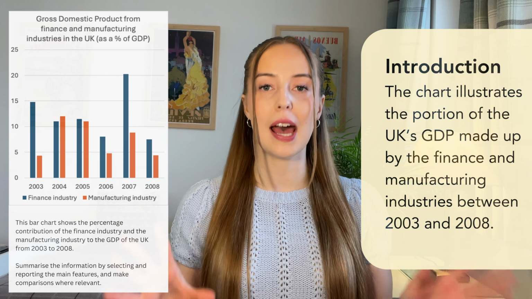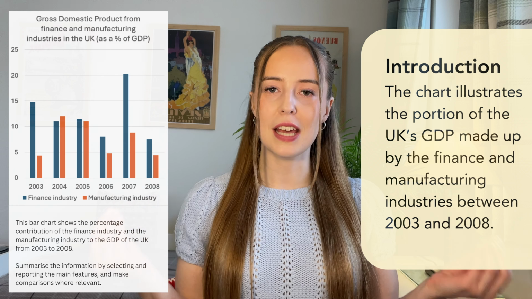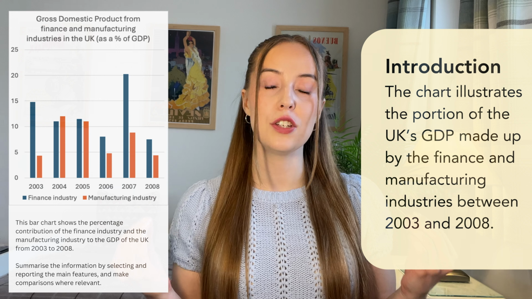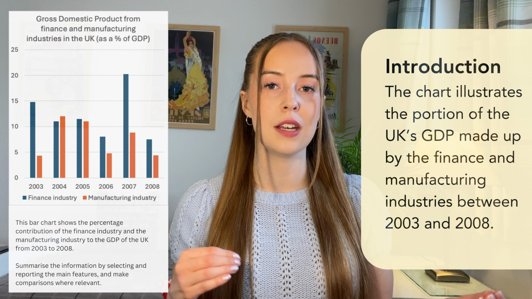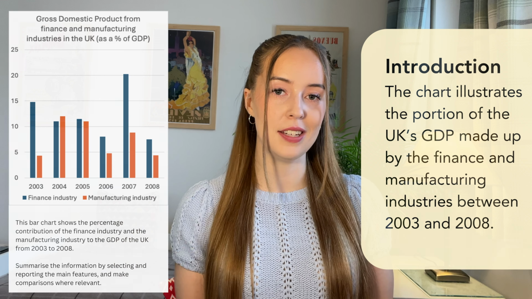Instead of saying of the UK, we can use a possessive apostrophe S, the UK's GDP. It could be argued that this sounds a little less formal than saying of the UK, so you could just keep it like that, but using the possessive S is perfectly acceptable and allows us to more comprehensively paraphrase the question. And I've changed from 2003 to 2008 to between 2003 and 2008. So our first paragraph will just be one sentence paraphrasing the question.